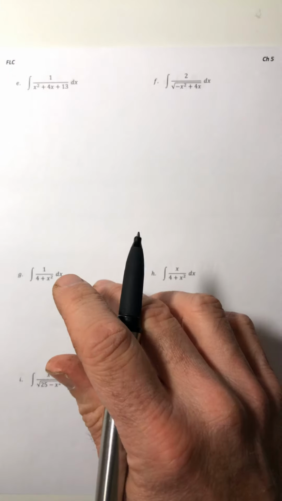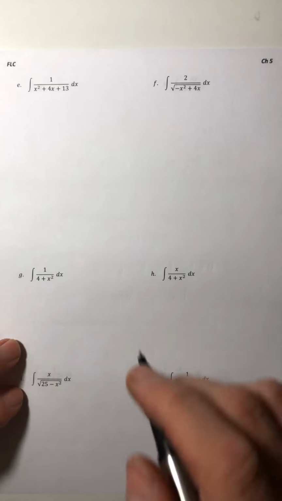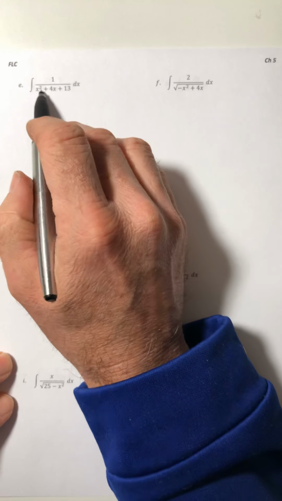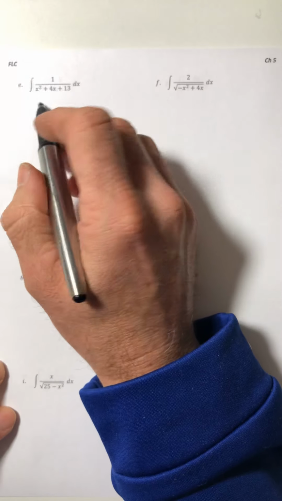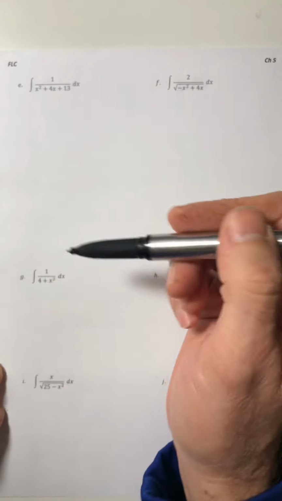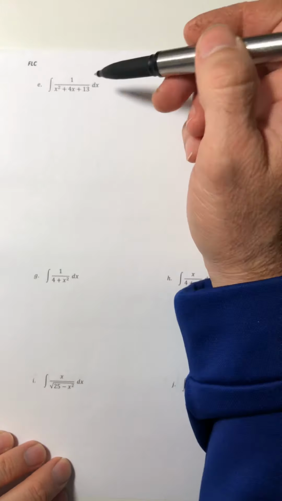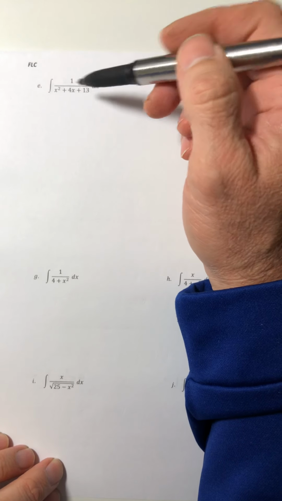All right, here we go. Let's try some other integrals. So on e, if you notice the derivative of the denominator is not on the top, and this doesn't fit any of the other formats either. So we are going to have to be a little creative in how we do this.